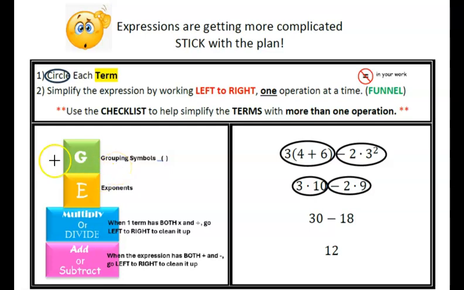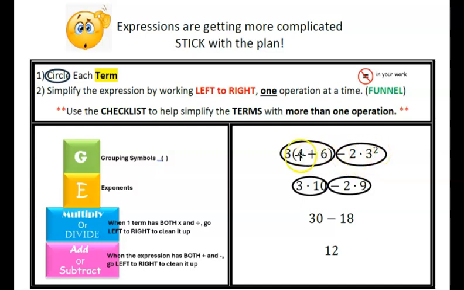Okay, so this is our checklist. We haven't popped this up yet. I'm going to show you how to use it. All right, so the first thing in this example, it's done for you. First thing was circle the terms. So this term is 3 times the quantity 4 plus 6 minus 2 times 3 to the second power.